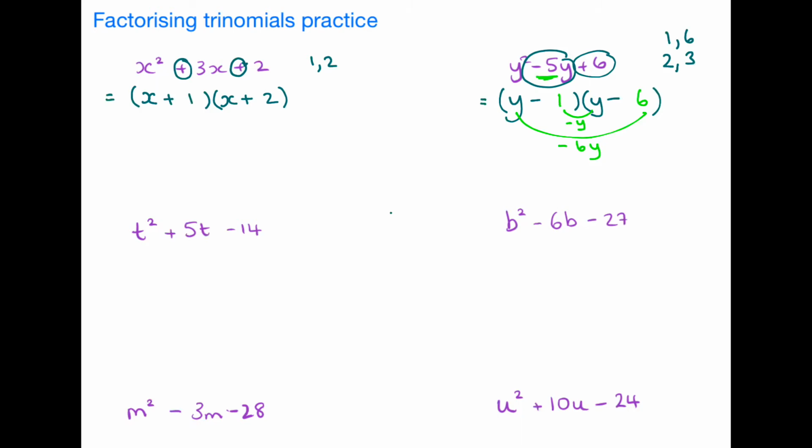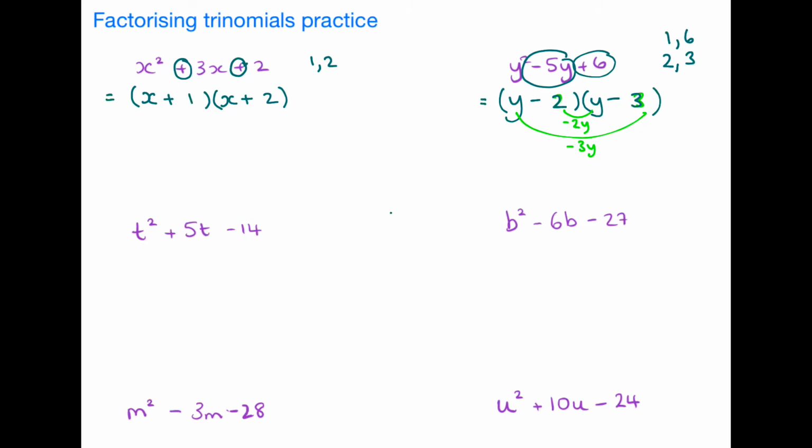Okay, so let's undo that. So it's not 1 and 6. So let's try the 2 and 3. So we get negative 2y from that pair and negative 3y from that pair. And negative 2y add negative 3y does give us the negative 5y. So the correct answer there is y minus 2, y minus 3.